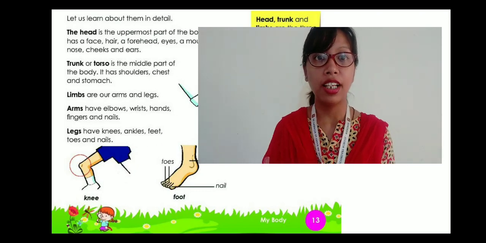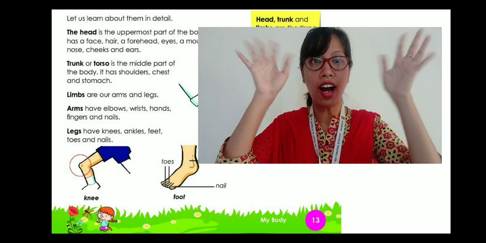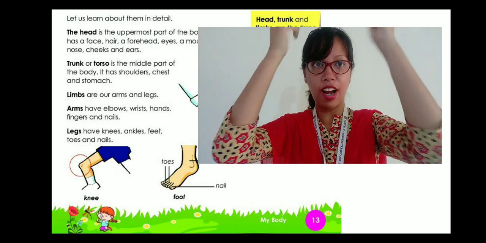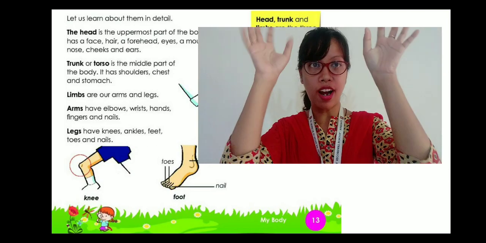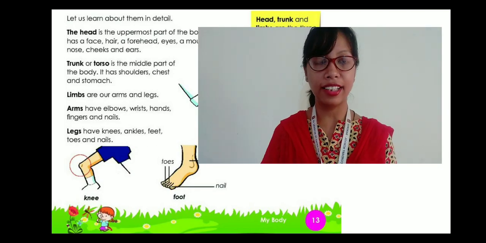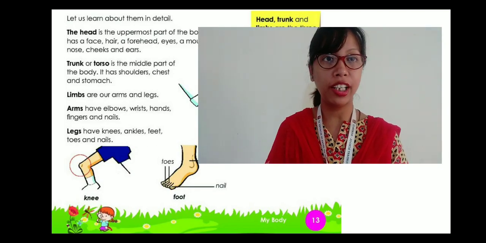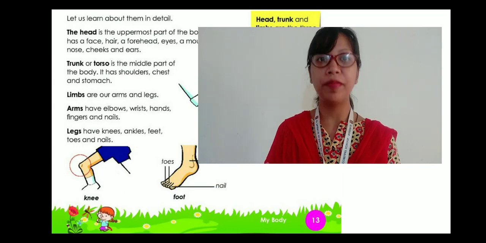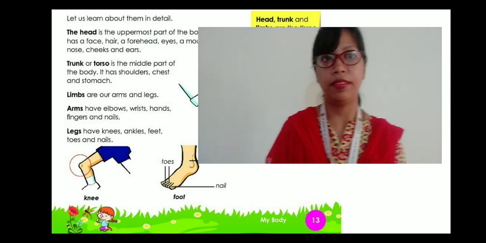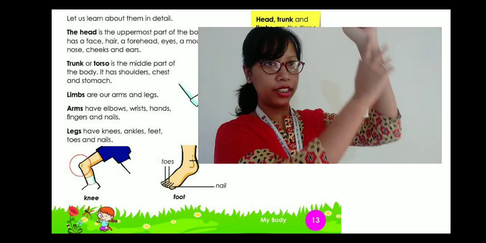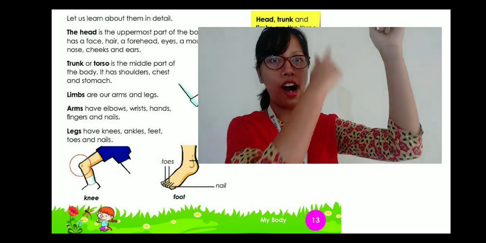So what are limbs? Limbs are our arms and legs. So the limbs are arms and legs. Legs we use for walking, running, jumping. Okay. So arms then. This is the arm, right? The whole portion is the arm.